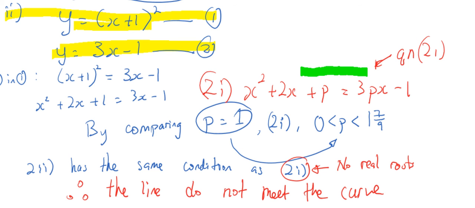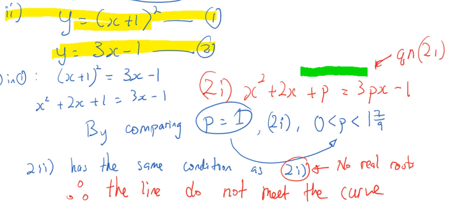Who needs me to explain any part before I stop the video? What do I mean by same condition? Example, if P is 3, is it the same? No, that means I cannot conclude anything. But if P is 1, that means whatever happened in 2 part 1 will happen in 2 part 2. That is what I mean by same condition. What happened in 2 part 1? No real root. That means in part 2, also no real root. If I have 2 equations, 1 curve, 1 straight line, what does it mean by no real root? Meet or don't meet? Never meet. So then you can conclude the line does not meet.